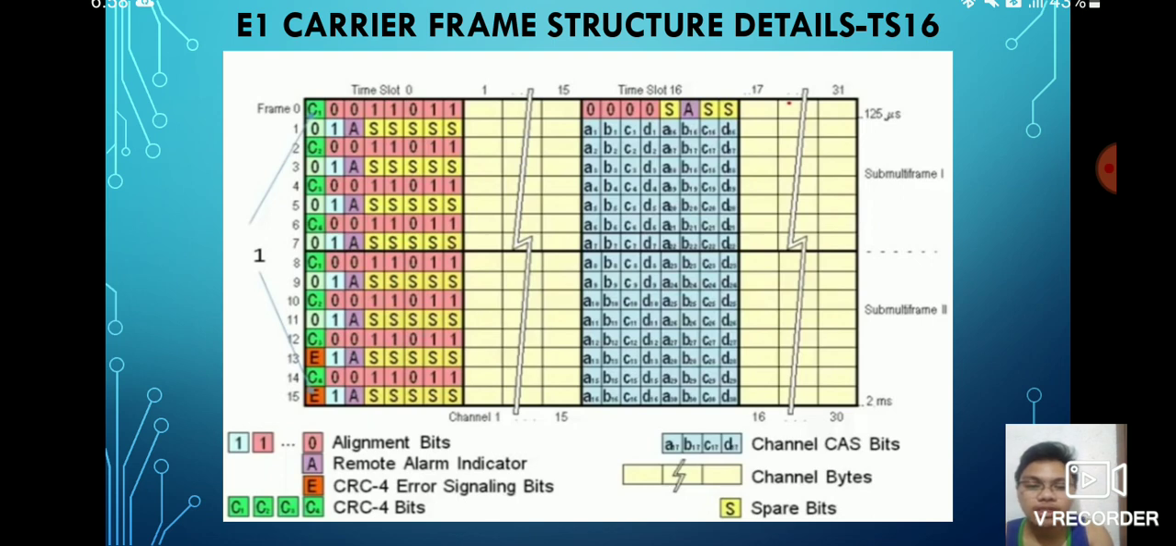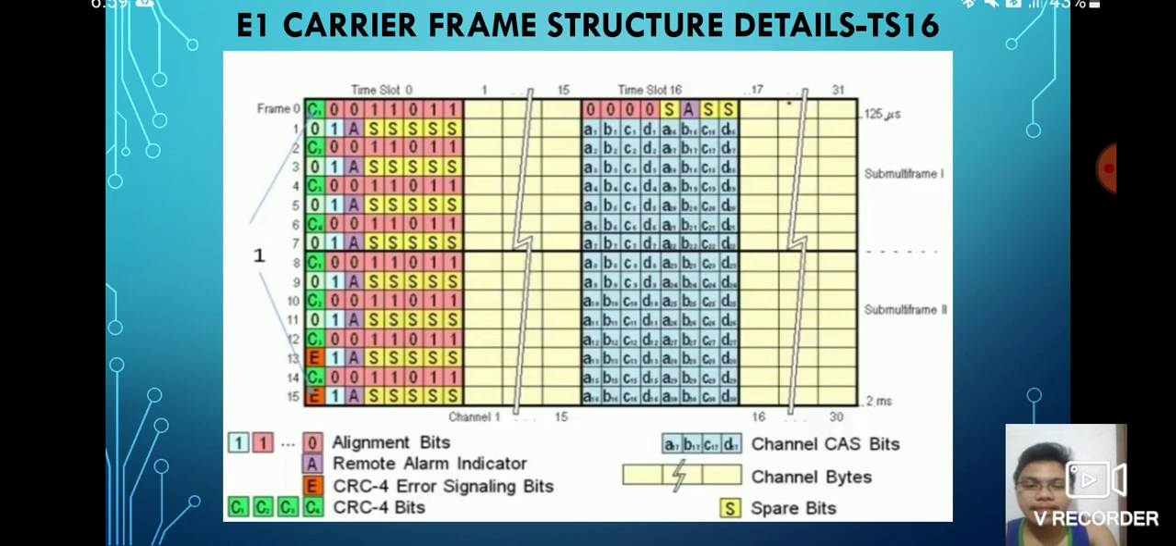Bit 1 to bit 4 in TS16 have a fixed value of 0000, which is used as MFAS, or the multi-frame alignment signal. It is used to synchronize the CAS. Bits 5, 7, and 8 are spare bits for use for application, maintenance, or monitoring of performance.